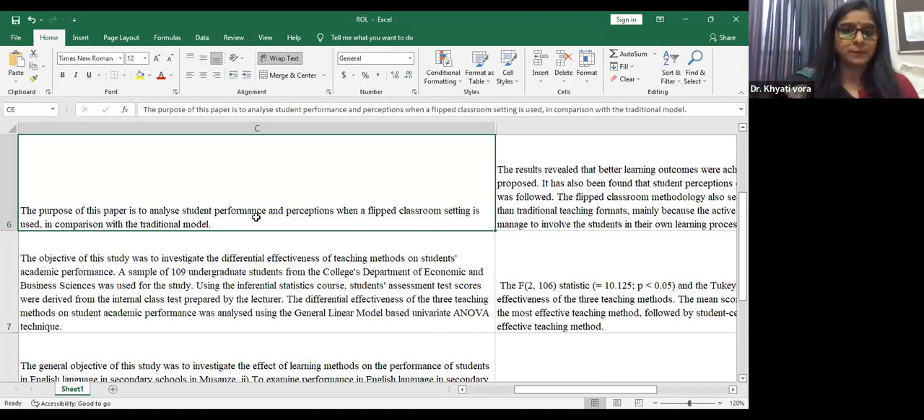The purpose of this paper is to analyze students' performance and perception when a flipped classroom setting is used in comparison with the traditional model. Again, people are talking a lot about the new and the traditional way of teaching. Especially here it is about the flipped classroom. Can anyone quickly tell me which is the independent variable here? Independent variable in this objective. Quickly.